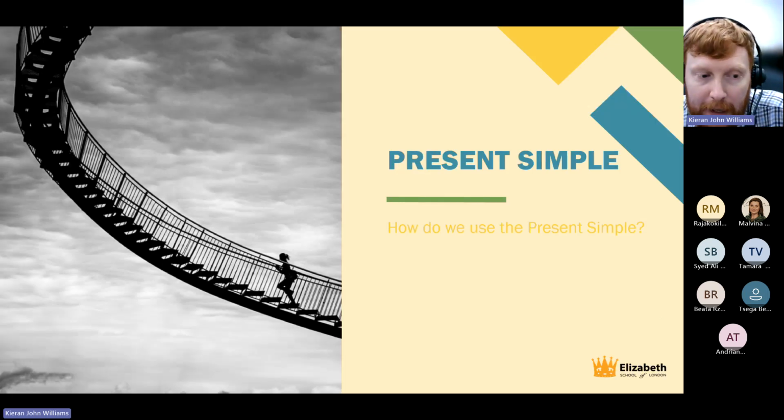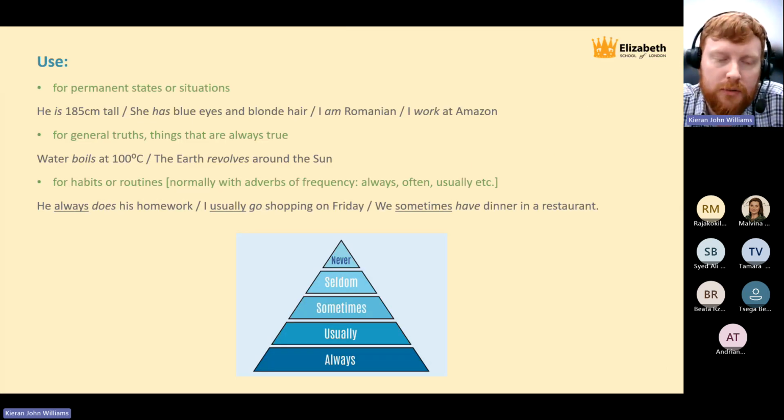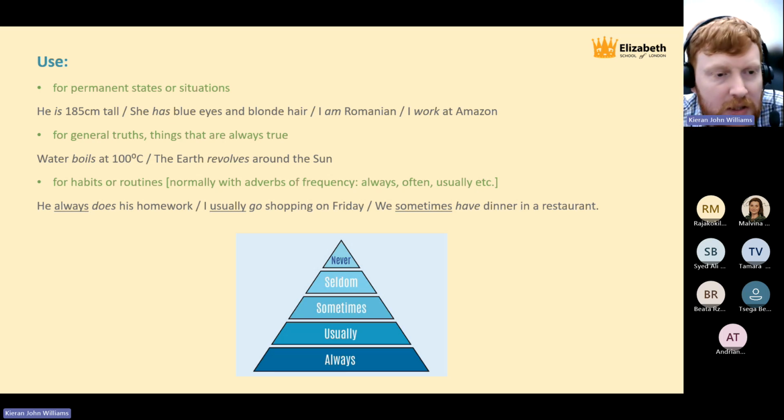So let's think about how we use it. We use present simple in basically 3 different situations. One of the situations is for something that is a permanent state or situation. So something that is probably going to be true for the whole of the future.